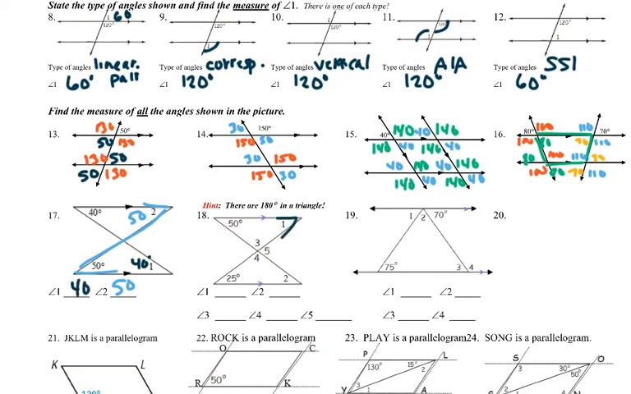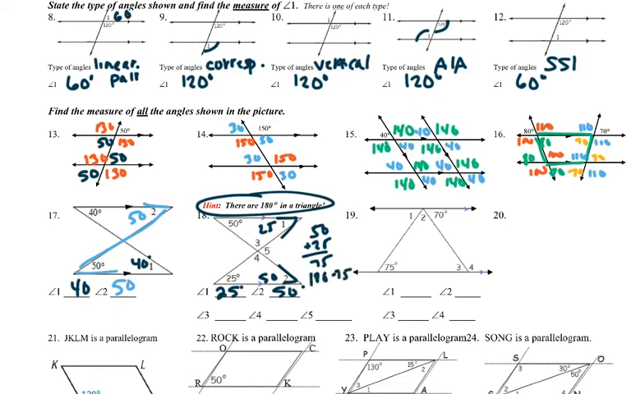Again, with the Z here, angle 1 is 25. Angle 2 with the backward Z is 50. And then don't forget that there are 180 degrees in a triangle. So 50 plus 25 is 75. If I subtract that from 180, I'm going to get 105, and that's going to go for angles 3 and 4. And then if I subtract from 180, 75 for angle 5.